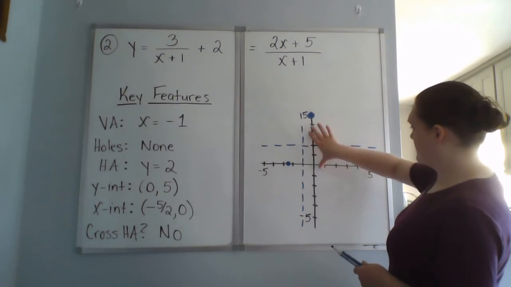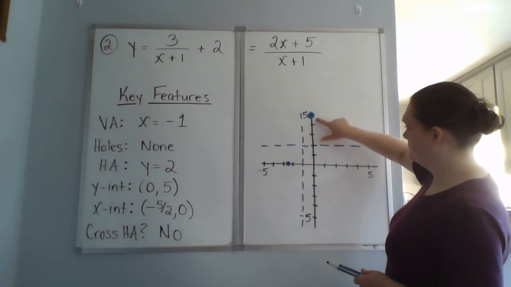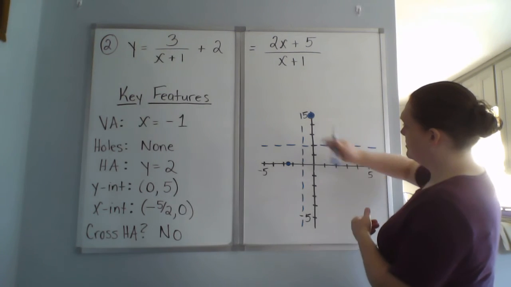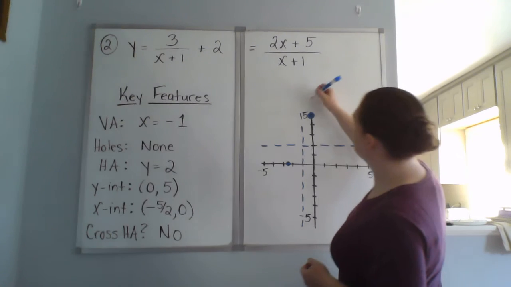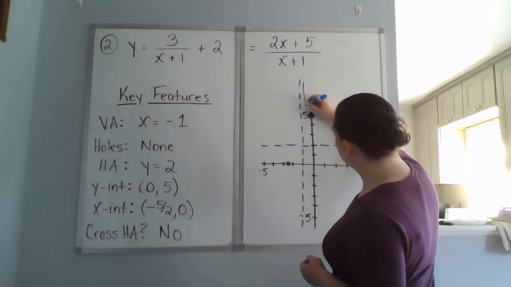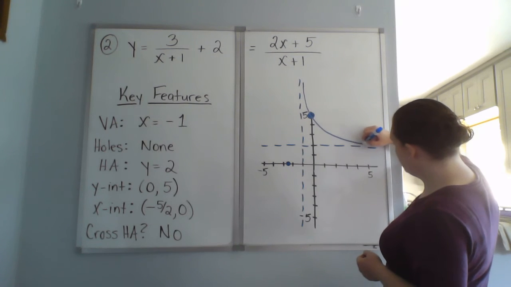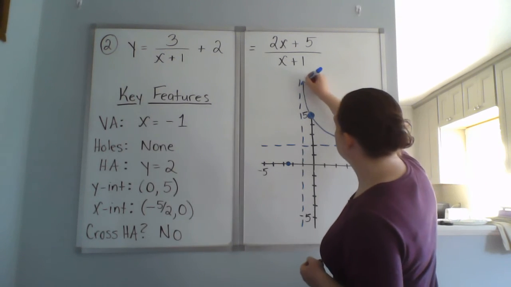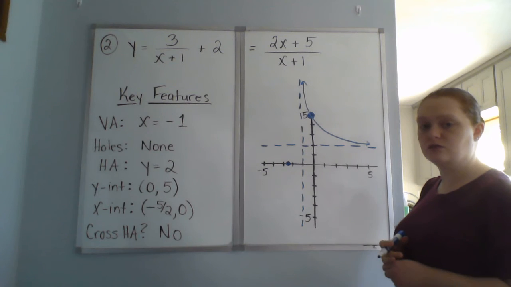All right, so off on the right-hand side, I have a point above, so I need to stay above at all times, but I need to approach that vertical asymptote. So I'm actually going to extend this up a little bit higher, and I'm going to show that I'm near it on that side, go through my y-intercept, and then approach the horizontal asymptote without crossing through it.